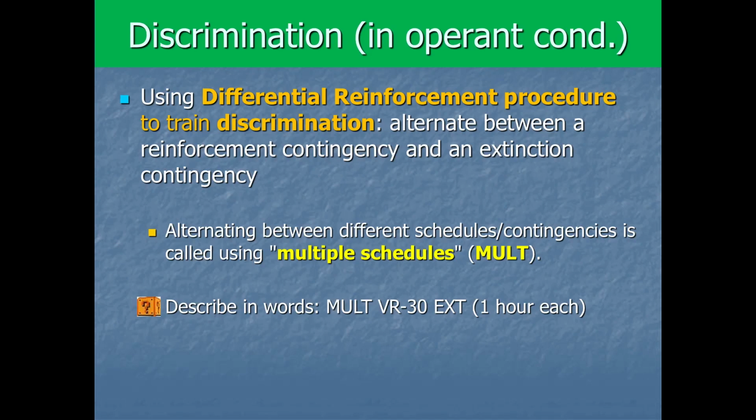Then you go back to the first signal for an hour and the behavior gets rewarded again for roughly every 30 behaviors, and we go back and forth, back and forth. Eventually, we would expect them to do the behavior only when that signal is present and not when the other signal is present. Okay. Well, in this video here, in the next one, we're going to get into a bit more detail about measuring and applying operant discrimination.